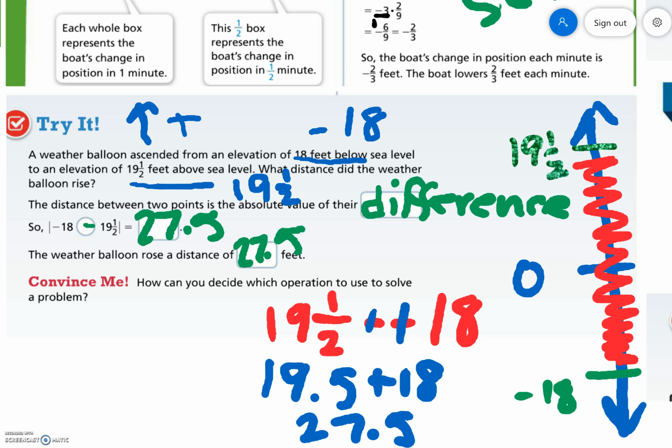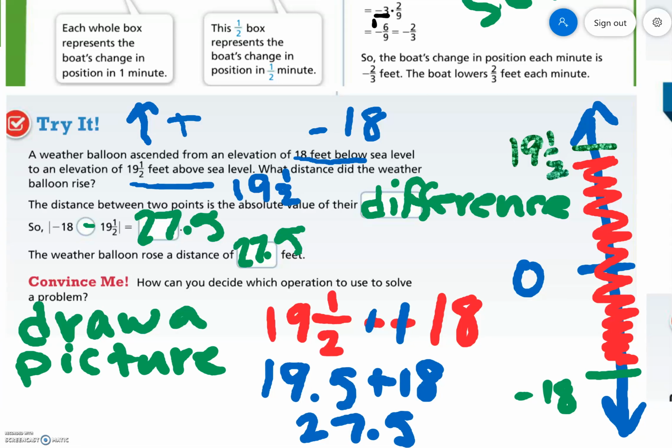How can you decide which operation to use to solve the problem? Well, what we did was we drew a picture. So you can draw a picture, or you can also look for keywords.